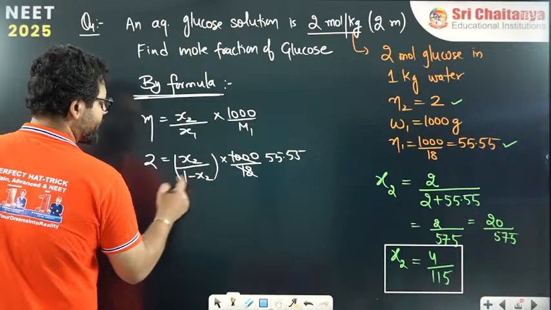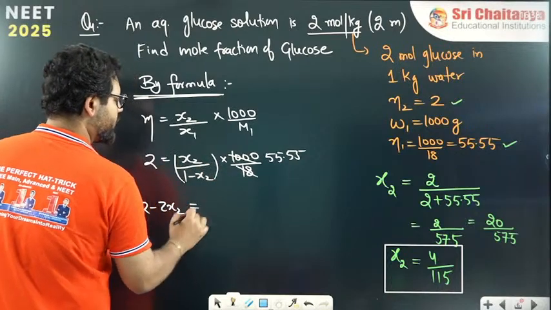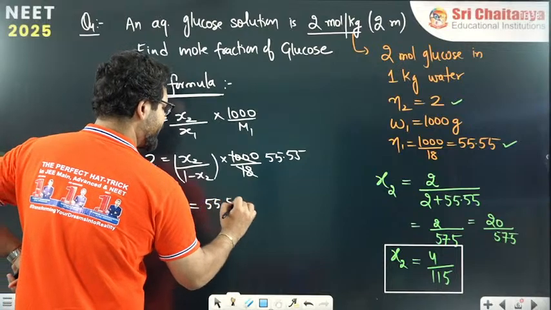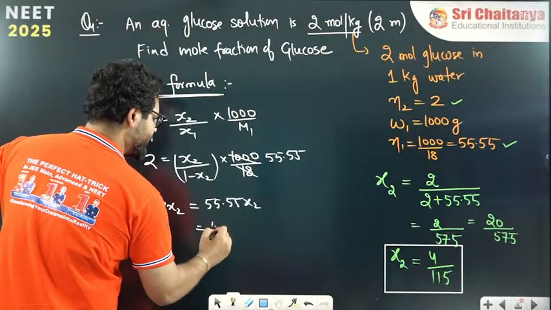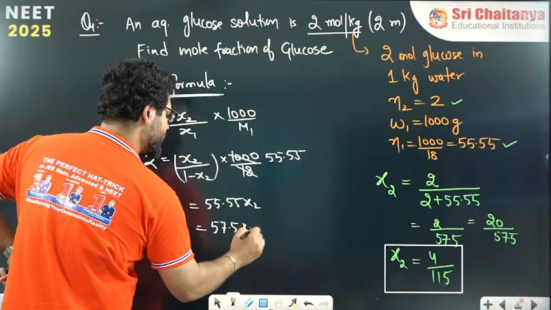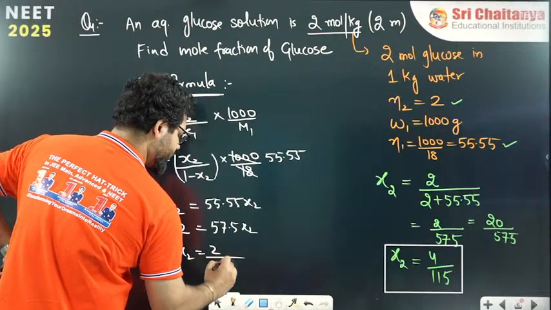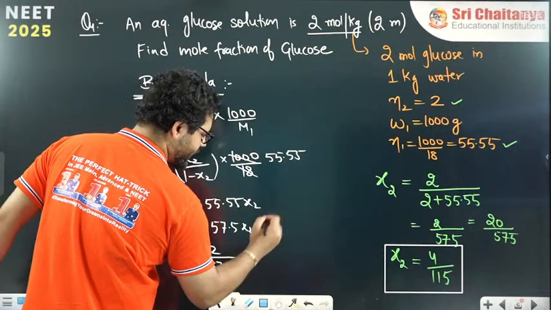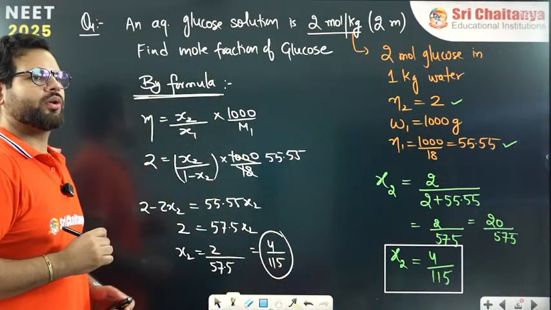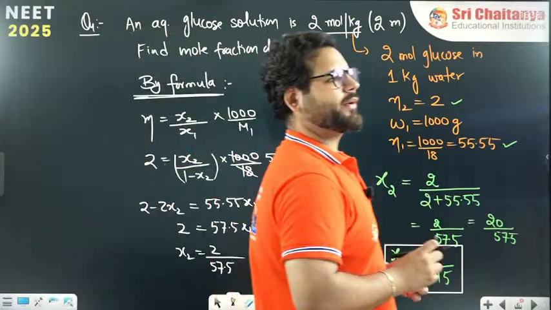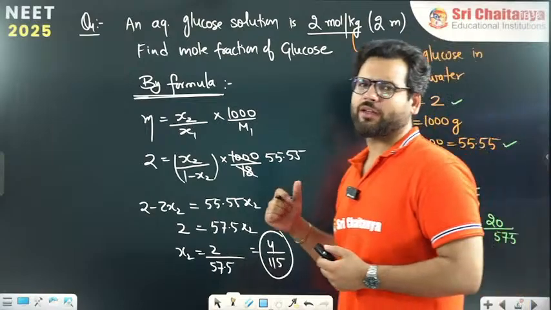So I get 2 minus 2x2 equal to 55.55 x2. 2x2 goes there, it becomes 57.5 x2 equal to 2. So x2 is 2 over 57.5, which is again the same 4 by 115. So you can do the question just by the formula or just from the definition itself.